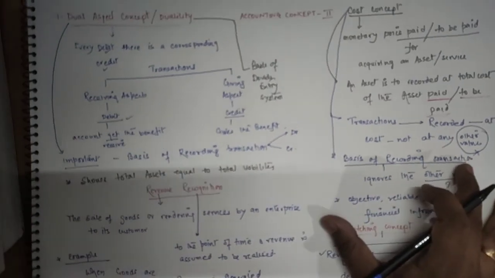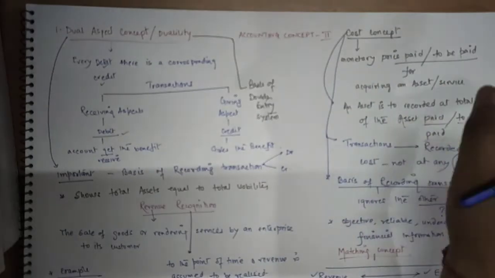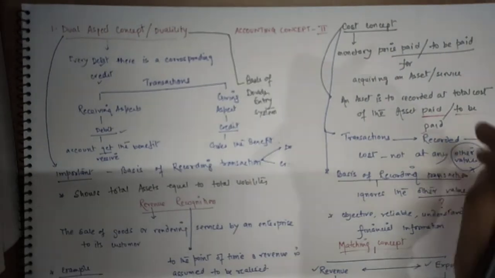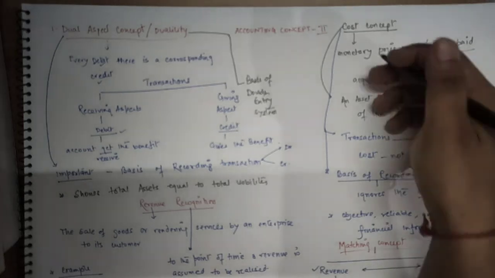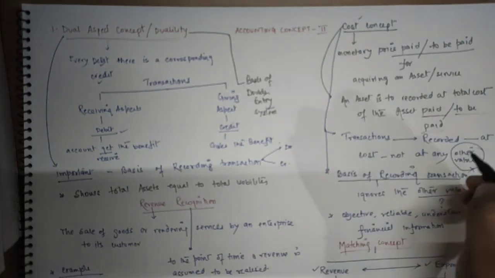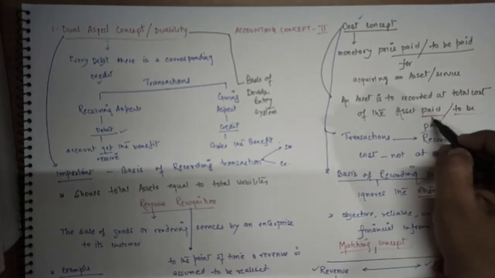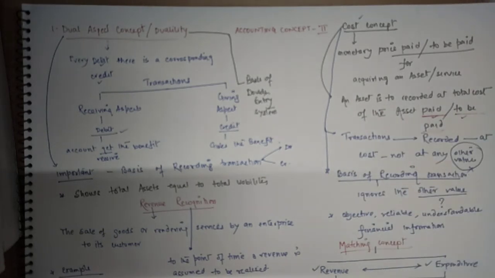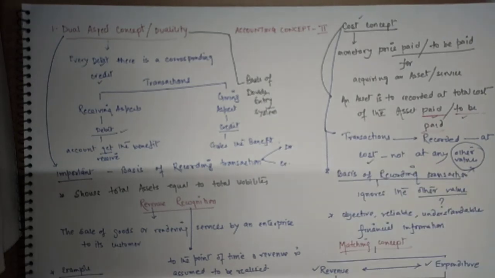The second we discussed is the cost concept. Cost concept means whatever transaction is there must be recorded. Any asset should be recorded in the form of cost. The asset is to be recorded at total cost, paid or to be paid, and transactions are recorded not at other values, only in the form of cost.